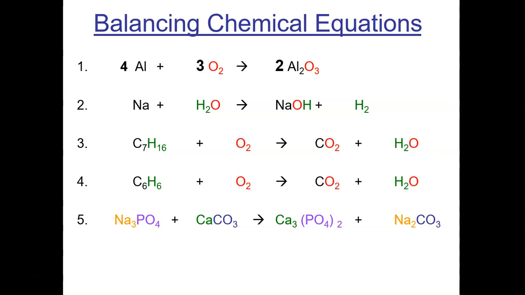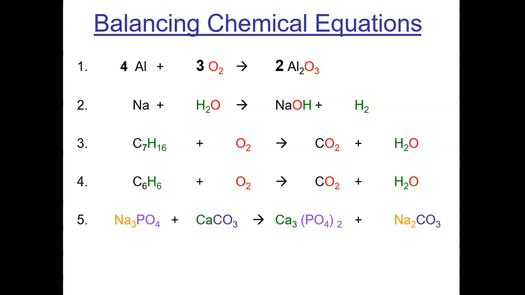So now I have 4 aluminum atoms on the product side, so I need a 4 in front of aluminum on the reactant side. Now, number 2 is an example of the situation where hydrogen appears more than once on the product side. So ideally, we would start with something else. However, at the moment, both sodium and oxygen are balanced. So we have to start with hydrogen.